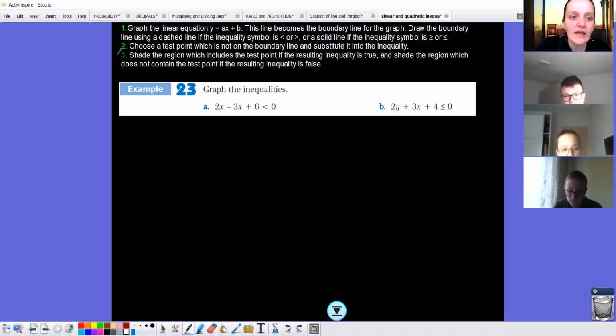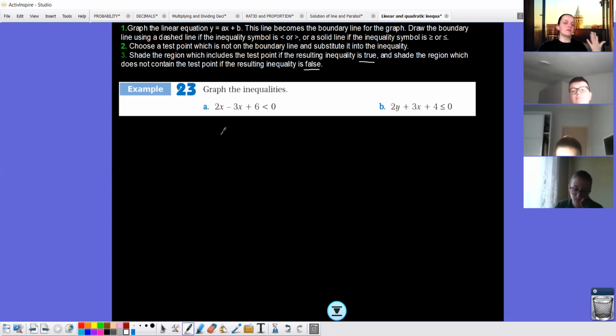Yes. And then the second step, choose a test point which is not on the boundary line and substitute it into the inequality. Shade the region which includes the test point if the resulting inequality is true, and shade the region which does not contain the test point if the resulting inequality is false.